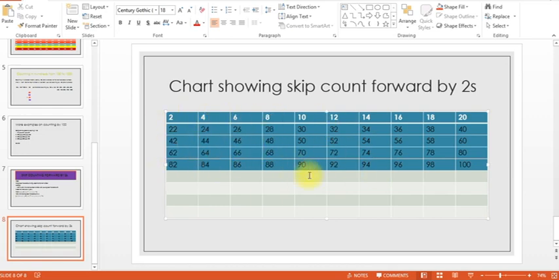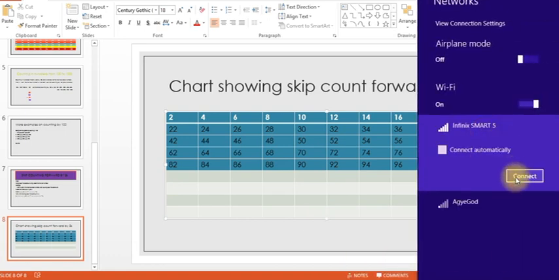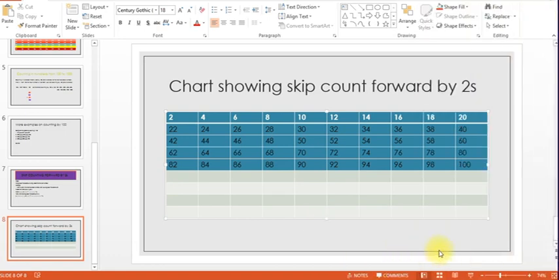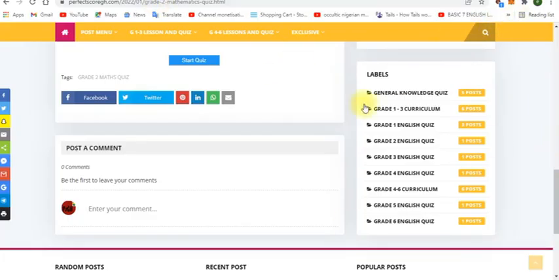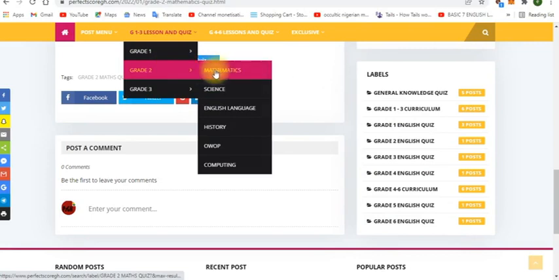Now, before I leave you to go over, let me take you through the quiz for this topic. So the quiz for this topic is this. So when you go to the site, you can take it. This is grade 2 mathematics. So just click and look for grade 2 mathematics.